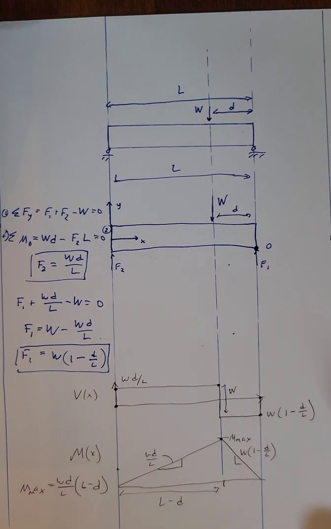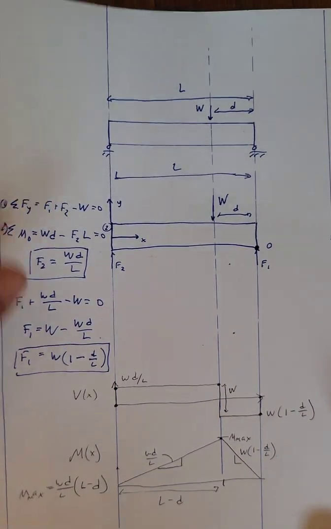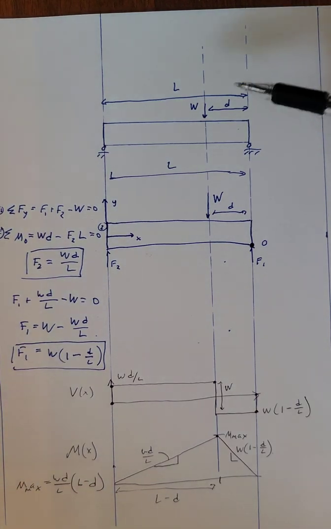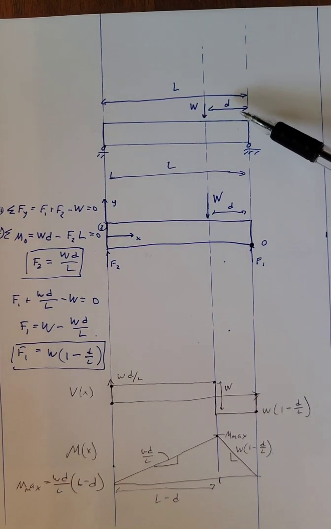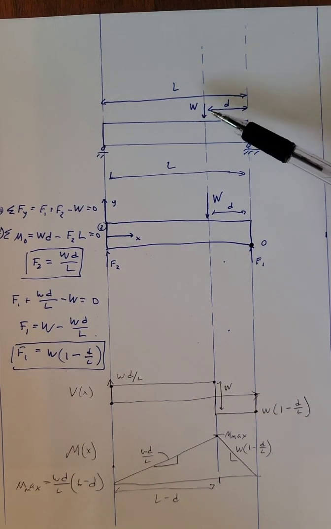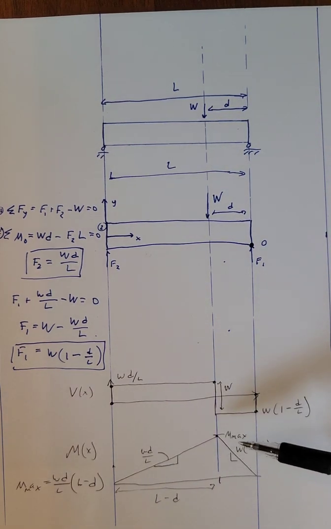Now, what we want to accomplish is to determine for what value of D. So as the excavator is driving out along the length of the bridge, what magnitude of D is going to result in the maximum moment, right? At that point, that is when we expect that the structure is most likely to fail.